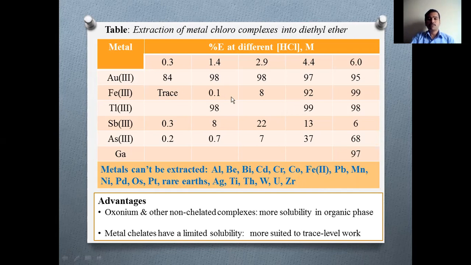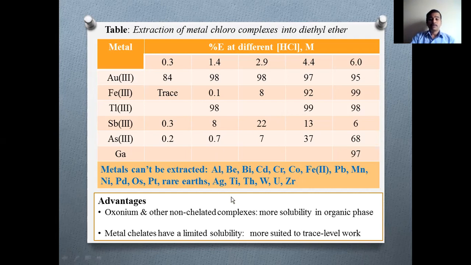So therefore, this is about the oxonium systems we can use for the extraction of metal complexes. Metal complexes will be present in the anionic form, and oxonium systems will be in the cationic form. And the ionic aggregation of oxonium cations and anionic metal complexes will take place to form an ion association complex, and they can be easily extracted.